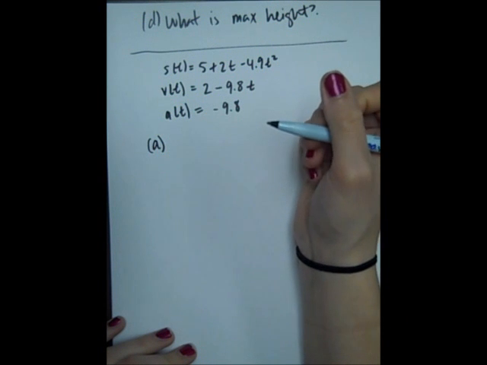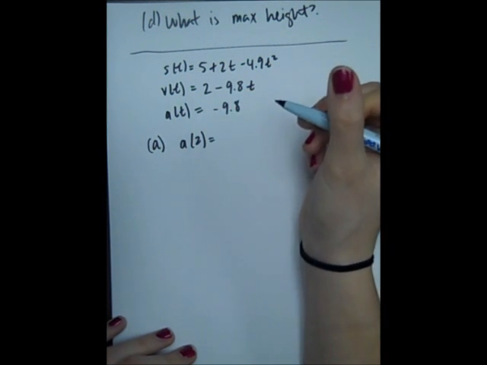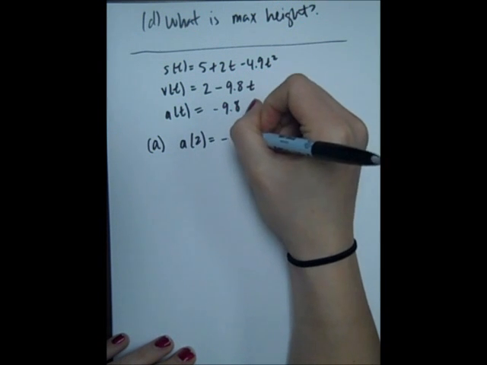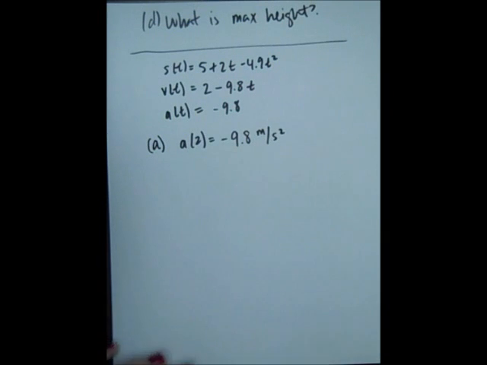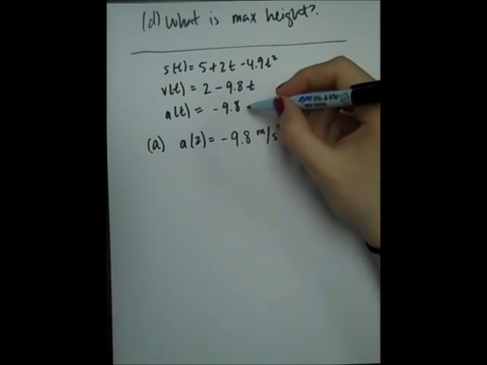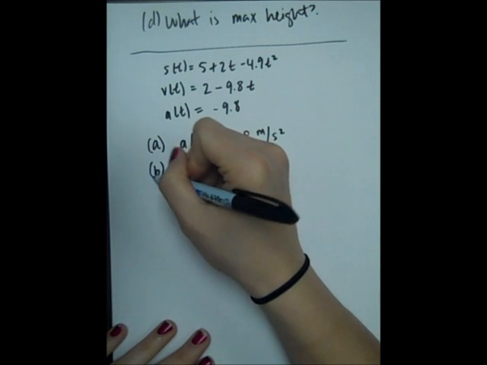First one, what's the acceleration after 2 seconds? So that's saying what is a of t? Well, a of t is just a constant function. So negative 9.8, and the problem was measured in meters per second squared. So the acceleration after 2 seconds is just a of t. This is a constant function, so it's always negative 9.8 meters per second squared.